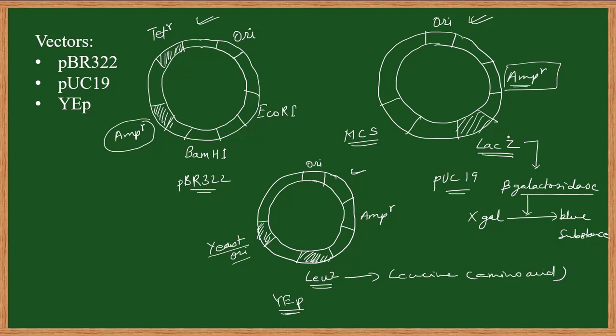And the second selectable marker is the lacZ gene. What is the function of the lacZ gene? After expression of the lacZ gene, beta galactosidase is formed. And what is the function of beta galactosidase? It converts X-gal to a blue substance. According to the blue substance, we can identify that these colonies have this type of selectable marker, meaning this type of vector. So what is the function of a selectable marker? To identify the transformed cell.